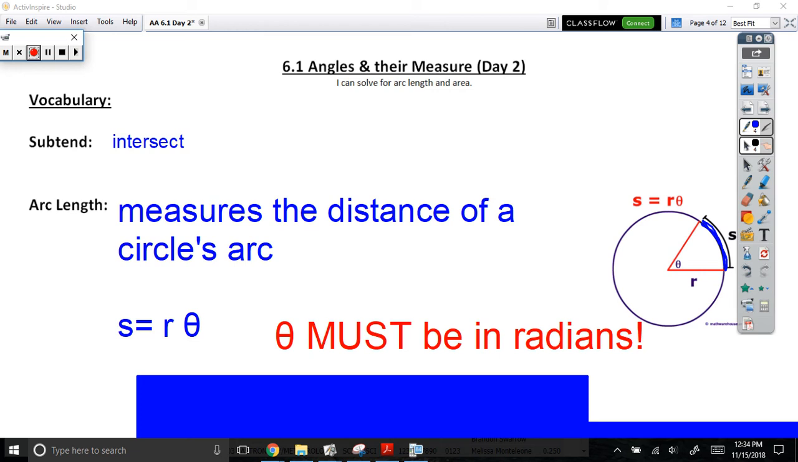And if you want, you can put a times sign in the middle, because this is really r times theta, understood multiplication. And make sure you put in your notes, theta must be in radians.